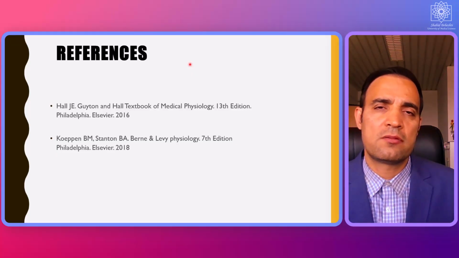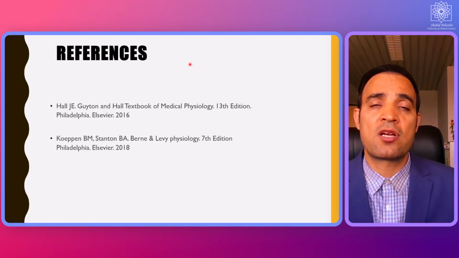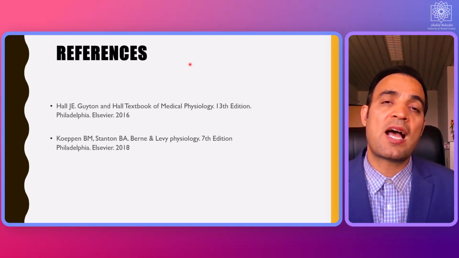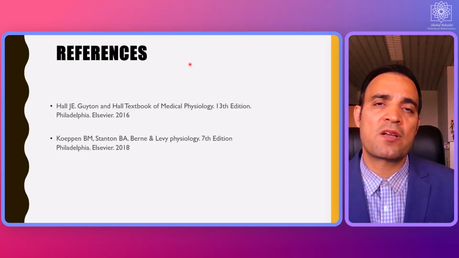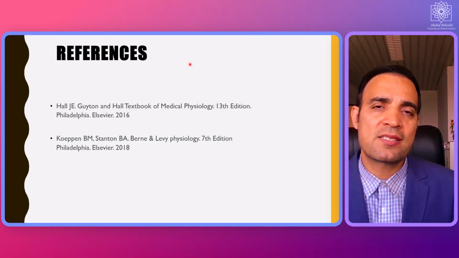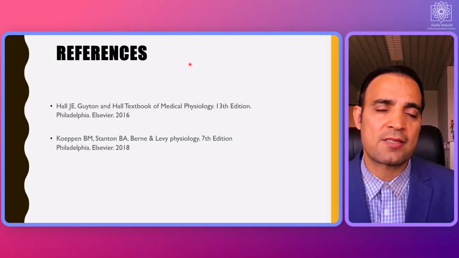And now that we have a concept about the motor function of the gastrointestinal system, we are able to discuss another function. And this other function that I will start to discuss in the next section is the secretory function of the gastrointestinal system.